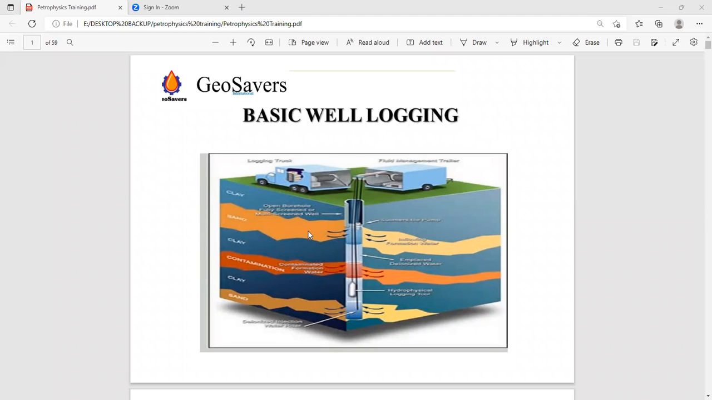So what you can see on the screen is a 3D model of a reservoir and how a wireline log is carried out. If you look, you're going to see equipment and sensors that are tied up to a wire that is sent into a well where measurements are being taken.